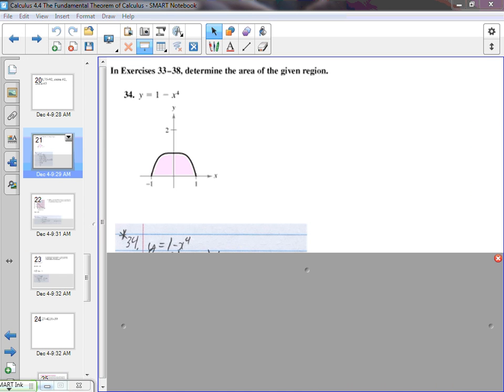Let's do a few more examples. So back to page 291. Let's take a look at number 34. Page 291, number 34. Our directions tell us to determine the area of the given region. By definition, that's a definite integral. So our function, our f of x, is y equals 1 minus x to the 4th.